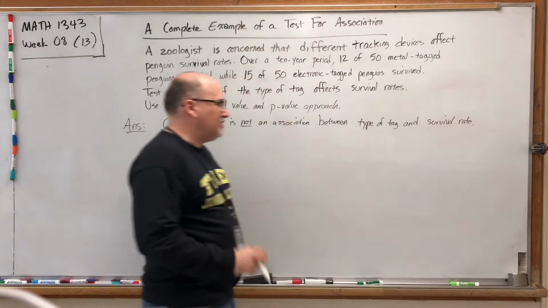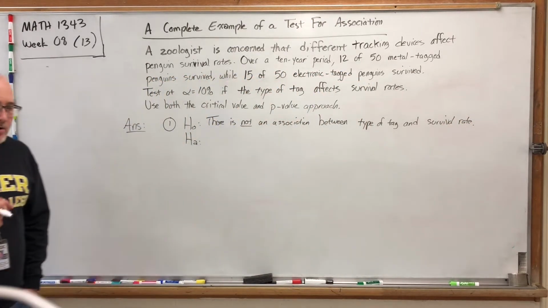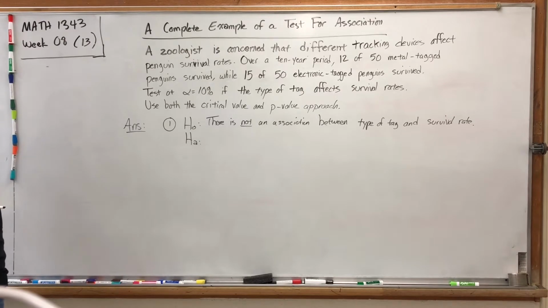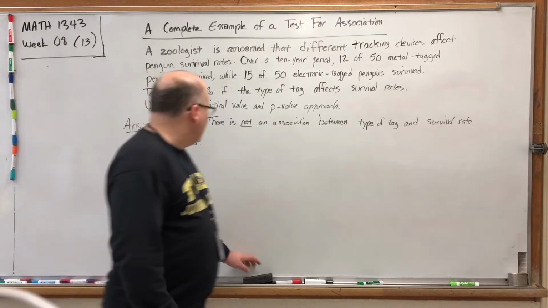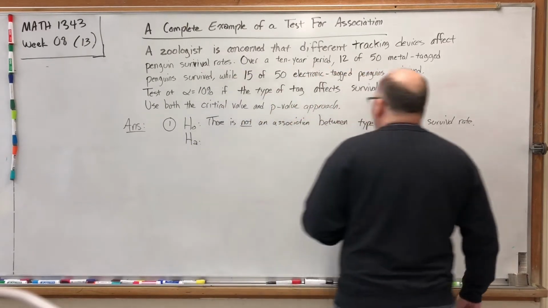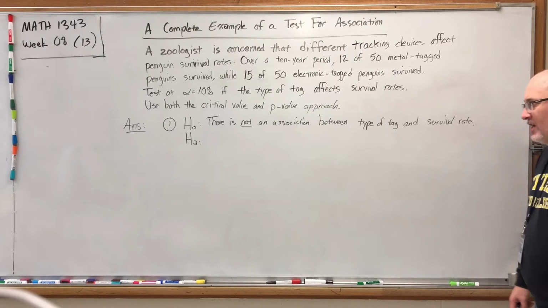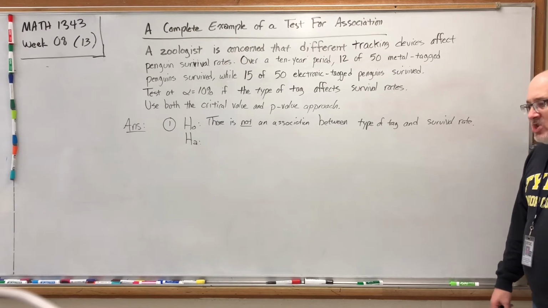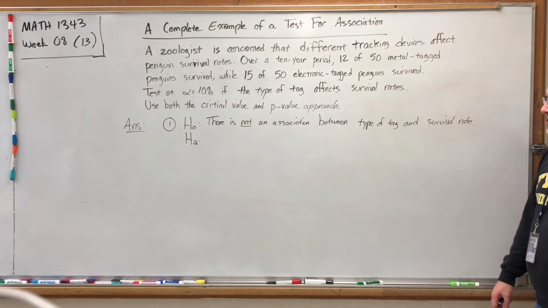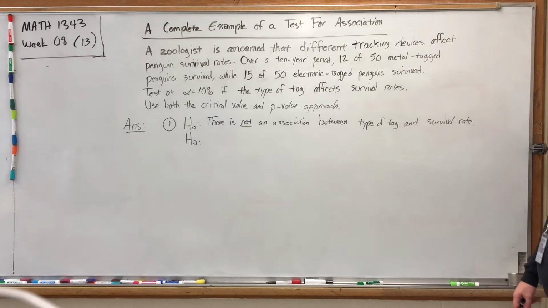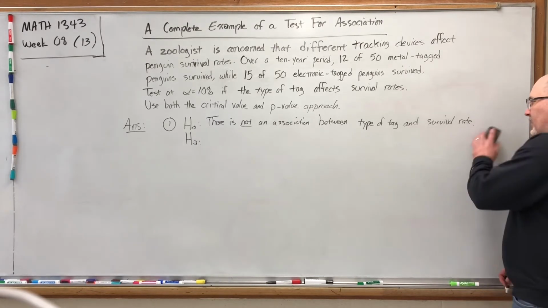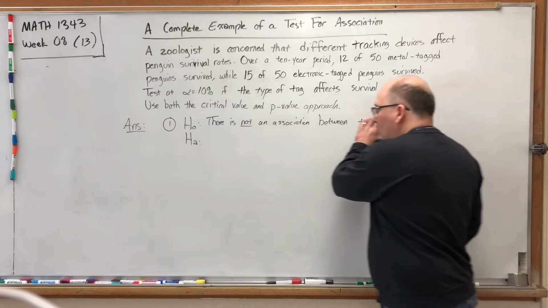Actually, that's not wrong. But I'm going to reword it in the context of what we're being asked to test. We're being asked to test if the type of tag affects the survival rates. So let's think about this for a second. If there is not an association between the two, should the type of tag affect the survival rate? And the answer is no.